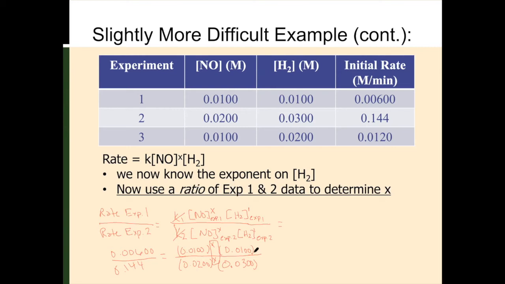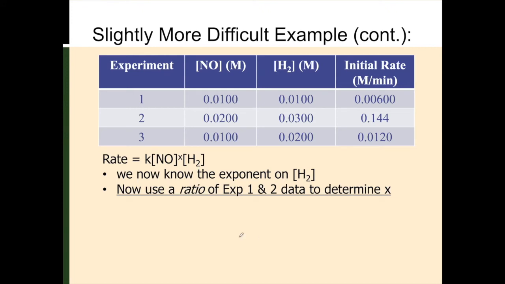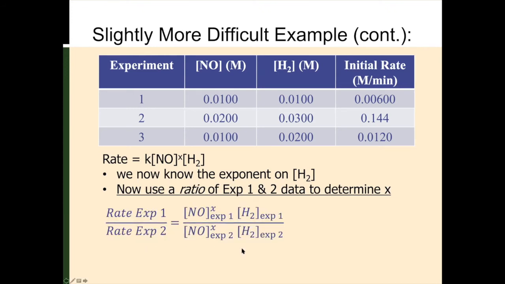Okay, so I'll erase that and let PowerPoint do some of this in better penmanship. Okay, so the rate of experiment 1 divided by the rate of experiment 2 equals the concentration of NO in experiment 1 raised to the power of x times the concentration of H2 in experiment 1 over the concentration of NO in experiment 2 raised to the power of x times concentration of H2 in experiment 2.